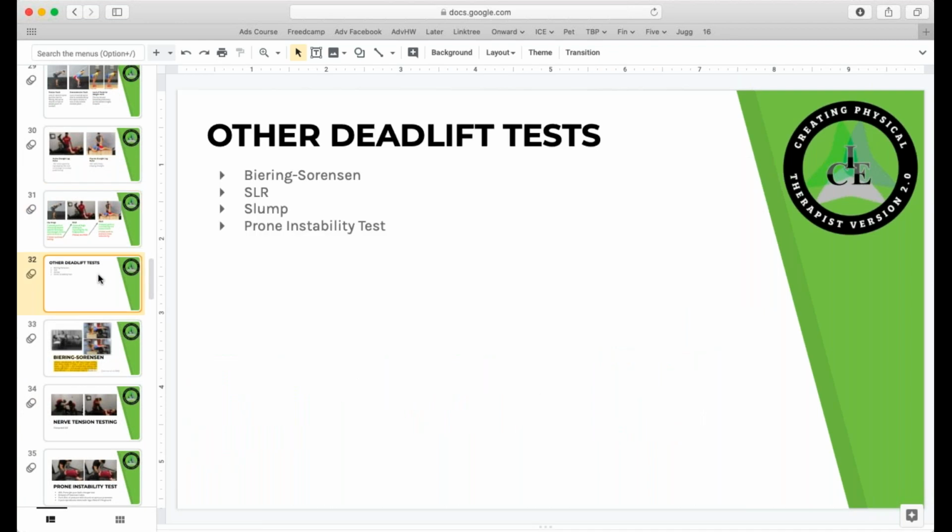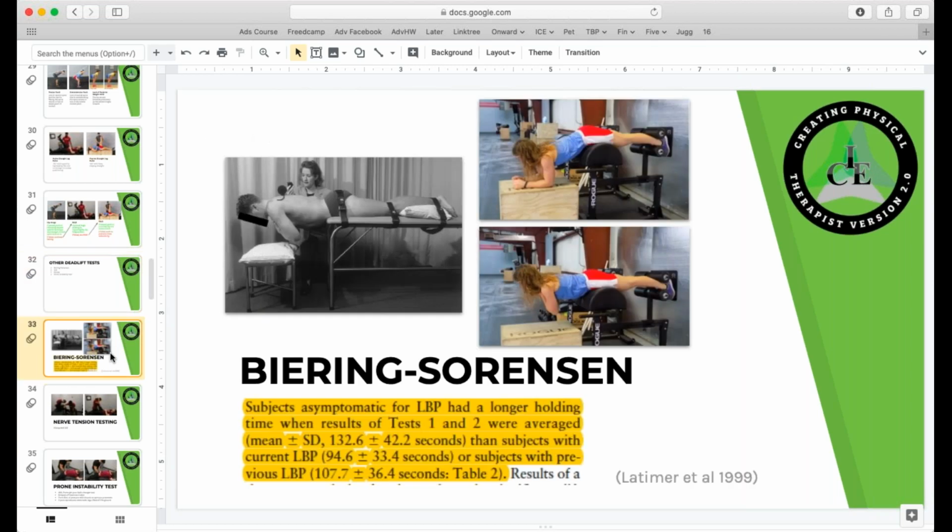A couple of other tests I'll look at are the Biering-Sorensen test, the straight leg raise test, the slump test, and the prone instability test. For the Biering-Sorensen test, when we talked about the first two studies, the second study by Aasa and Berglund in 2015 broke out the individuals most likely to positively respond to deadlifts being part of their low back pain treatment. The two numbers were 60 millimeters on the pain visual analog scale, and greater than a 60-second Biering-Sorensen test.